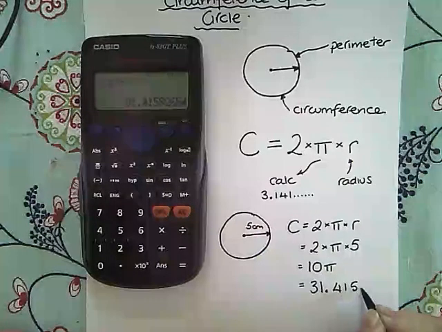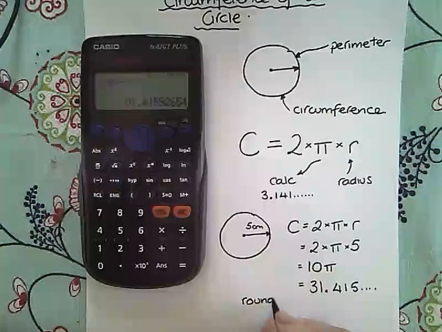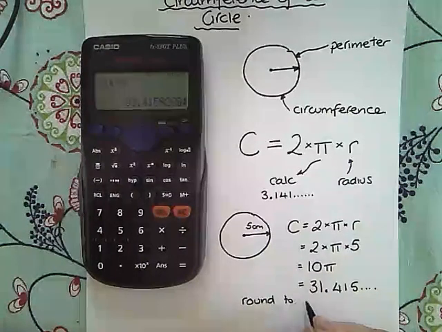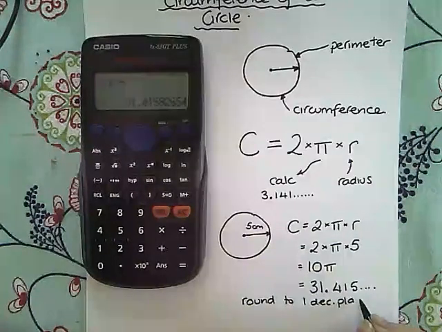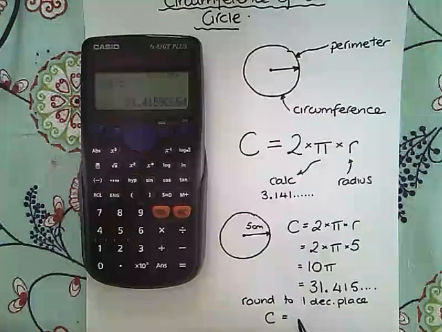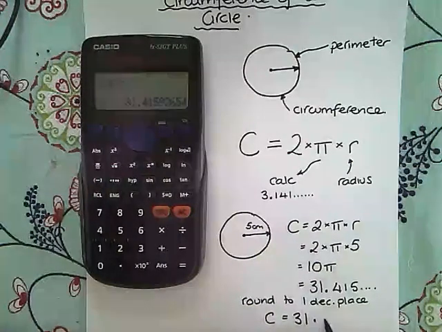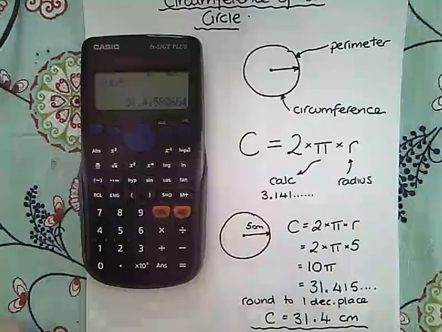31.415 and so on, again going on forever, and we're going to round it to 1 decimal place. So our circumference is equal to 31.4, and the units are centimetres because it is a length.